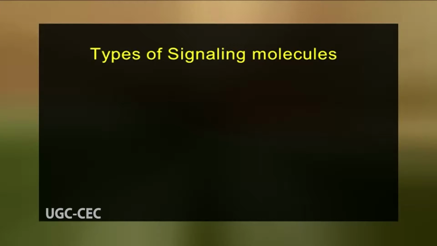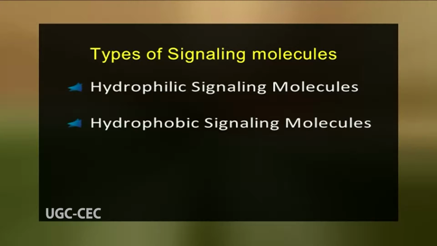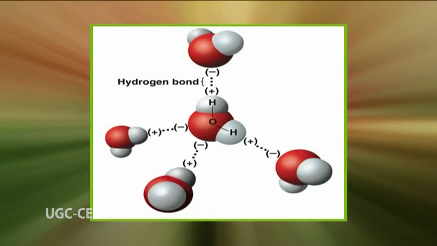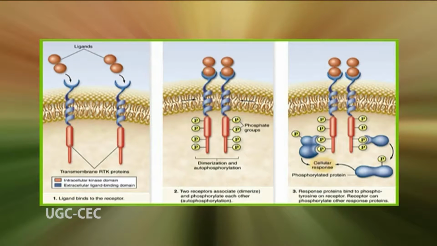They are of 2 types: hydrophilic signaling molecules and hydrophobic signaling molecules. Hydrophilic signaling molecules. Water-soluble signal molecules are polar and therefore cannot pass through the nonpolar center of the plasma membrane unaided. Instead, most water-soluble ligands bind to the extracellular domain of cell surface receptors.